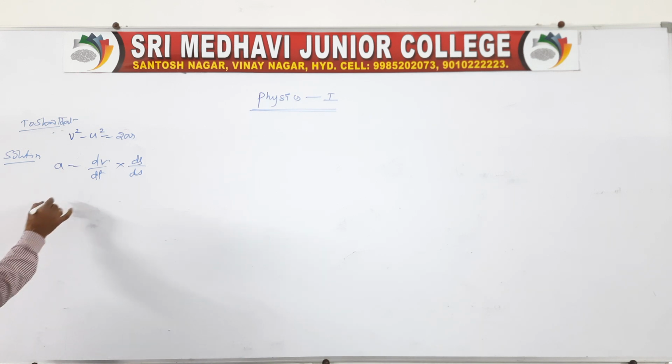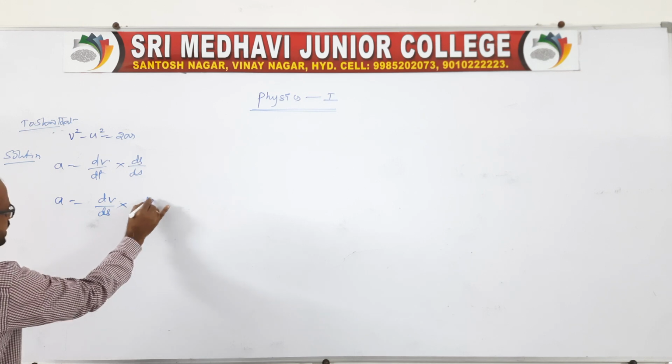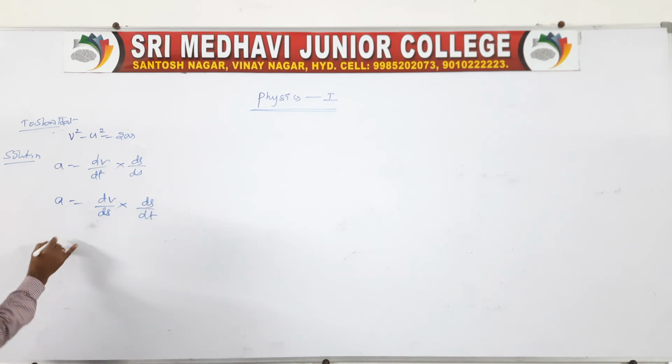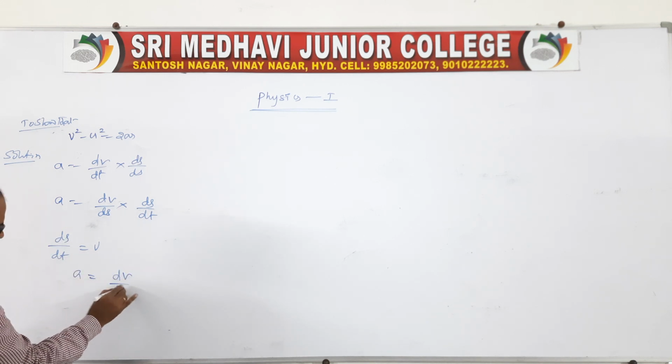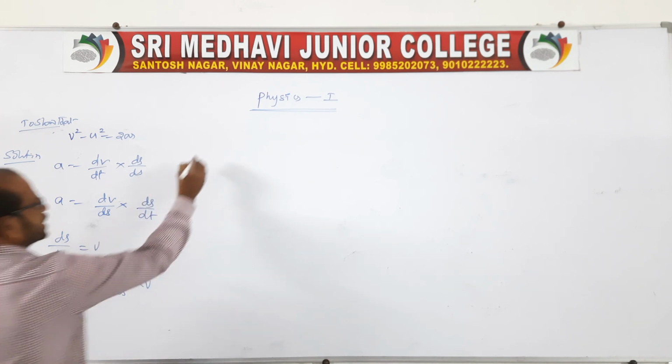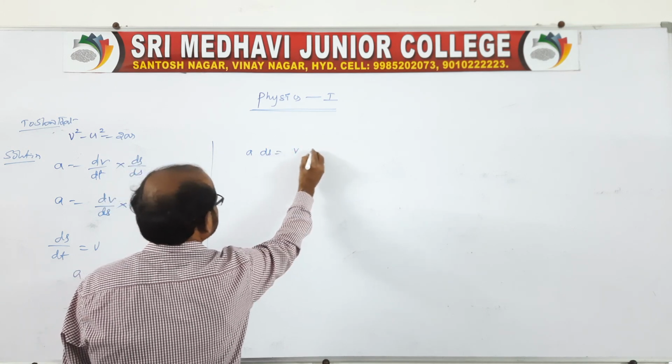So we can take it like this: a is equal to dv by ds into ds by dt. But we know displacement by time is nothing but velocity. Suppose you take acceleration is equal to dv by ds into v, by the method of calculation. You take it by the method of calculation. So you cross multiply this: a into ds is equal to v into dv.